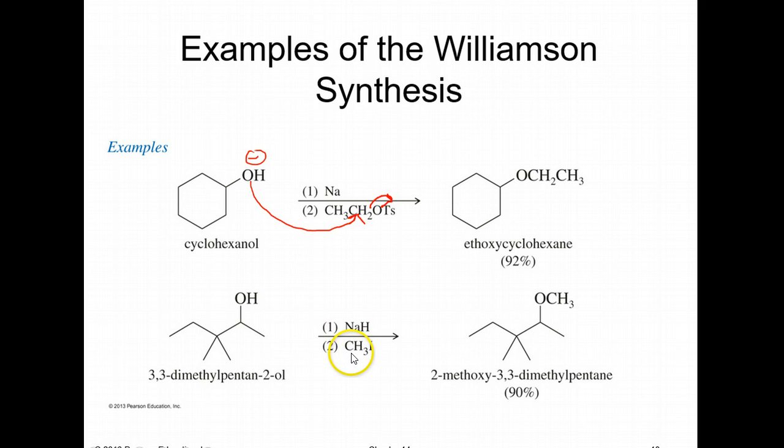Notice in each case how your halides or your tosylate groups are the least substituted. Notice here I have a primary tosylate. Here I have a methyl iodide. My alcohol is secondary. But the alcohol is on the more substituted position where your electrophile is the least substituted. Make sure you keep that in mind because that's what SN2 reactions work best as.